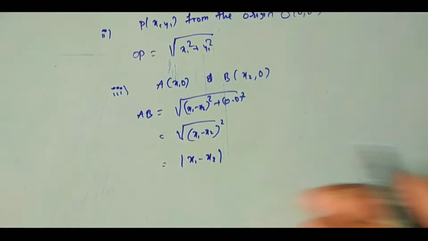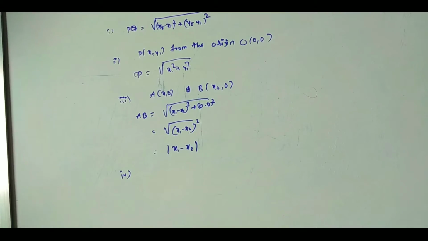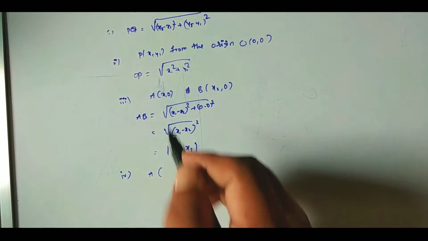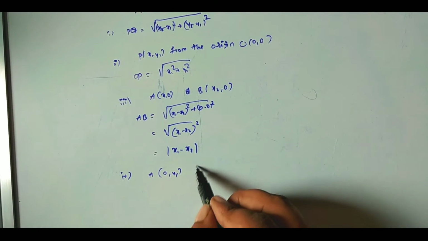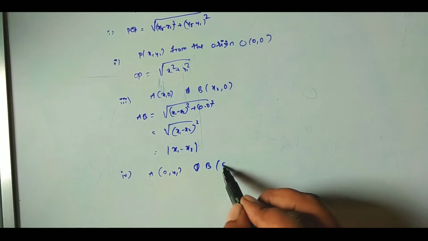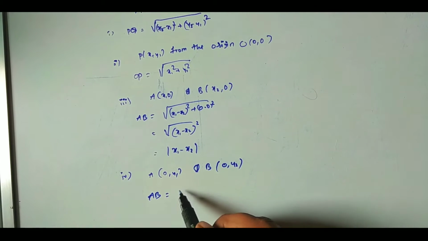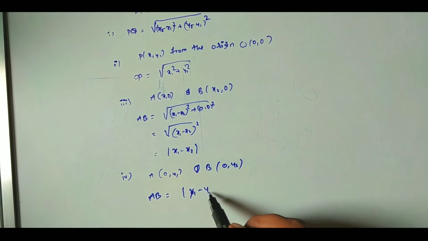Now the fourth one we take. Now we take A point 0 comma y1, and B point 0 comma y2. So similarly we say AB is equal to under root y1 minus y2 whole square. That's it.